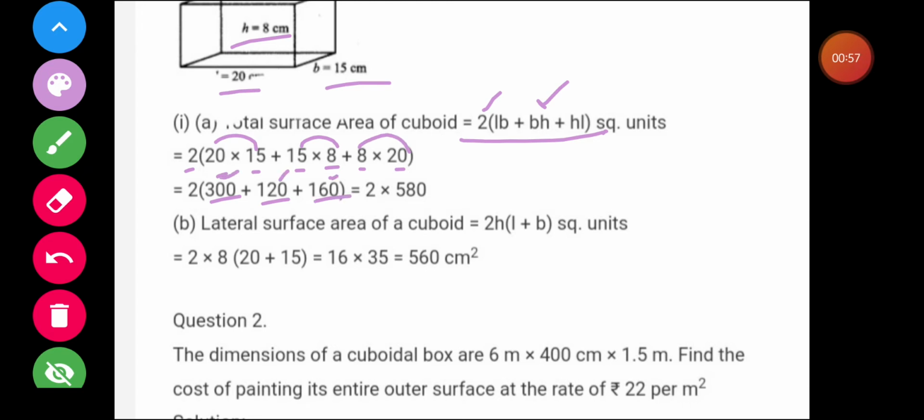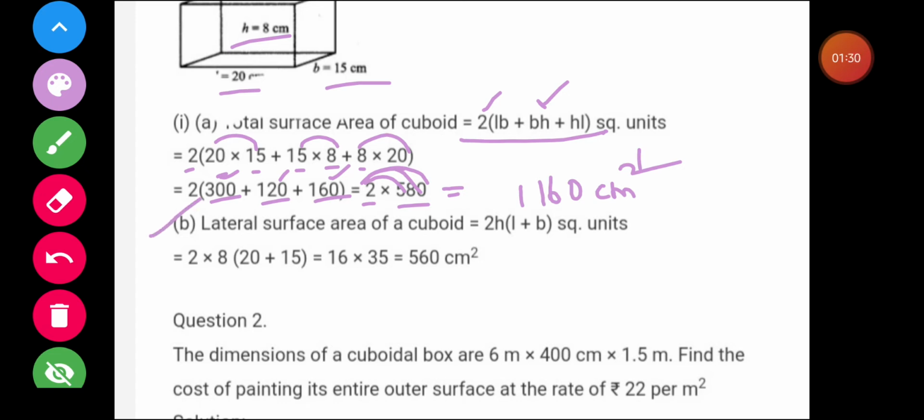Now we need to add these values. The added value is 580. Now we have to multiply with 2. Now 2 into 580: 2 into 0, 0. 8 2s are 16, remaining 1. 5 2s are 10 plus 1, 11. So the total surface area of the cuboid is 1160 centimeter square.